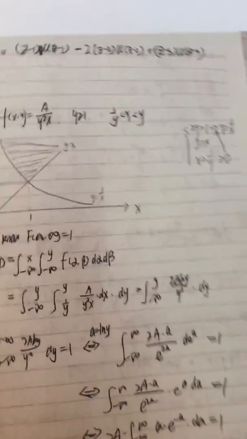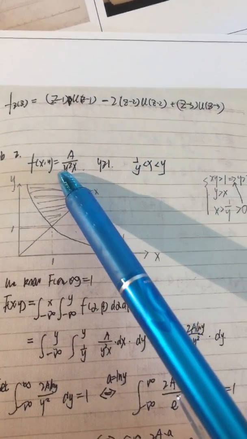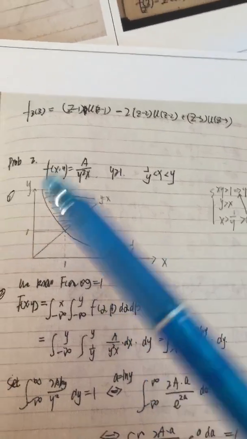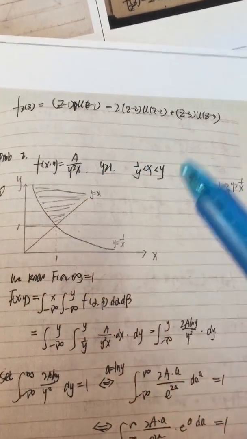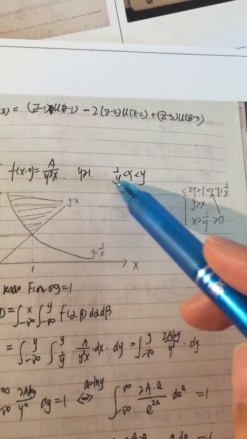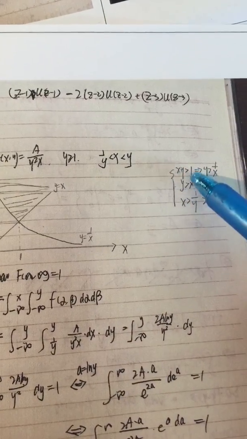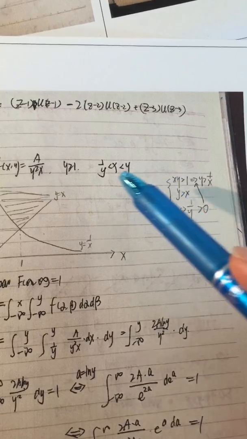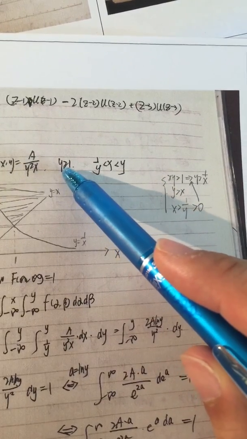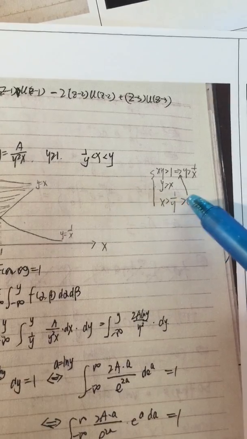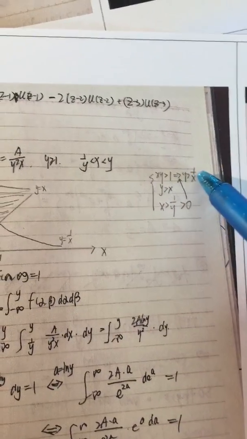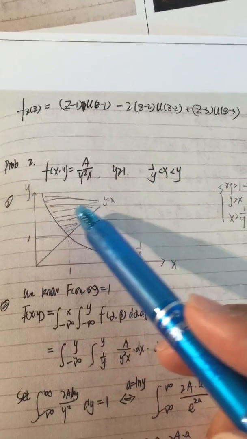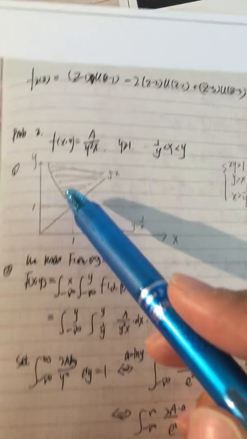For problem 2, we get this density function, and we need to draw the non-zero definition region of fxy. So we separate according to this area. We know that xy is greater than y, which means y is greater than 1 over x. This is because x is greater than 1 over y and y is greater than or equal to 1. So x is greater than 0, so this should be y greater than 1 over x. And we all know that y is greater than x, so we can draw this. This is the region of fxy.